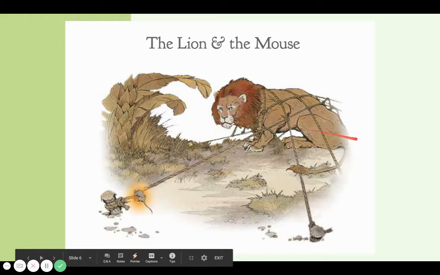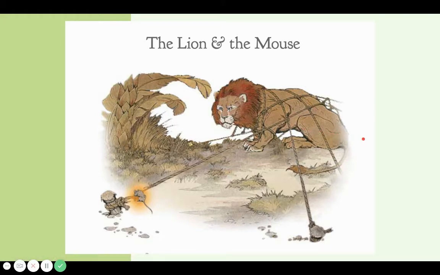While we're reading, I'm probably going to pause and go to our worksheet so I can show you how to fill those things in.